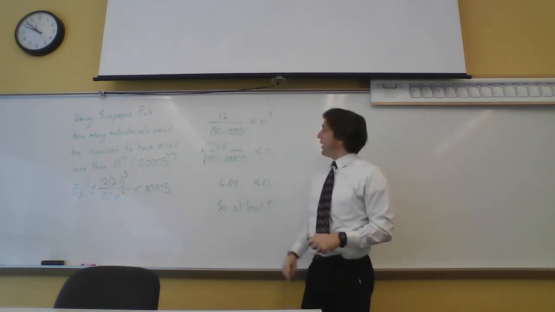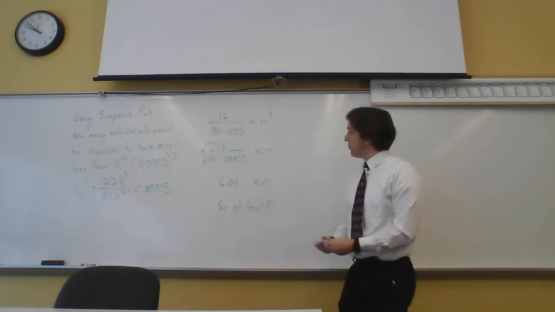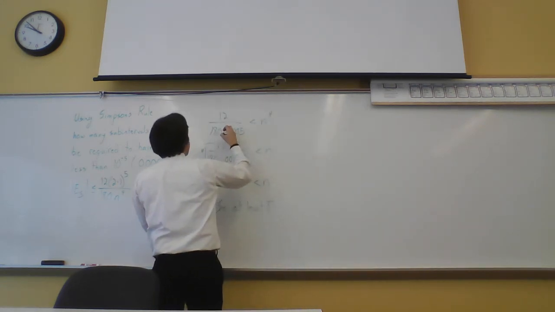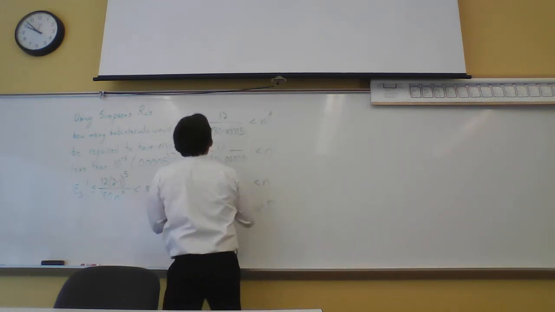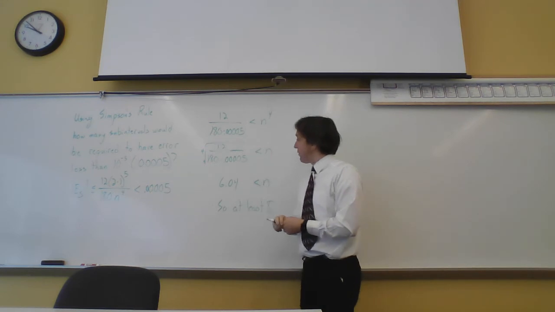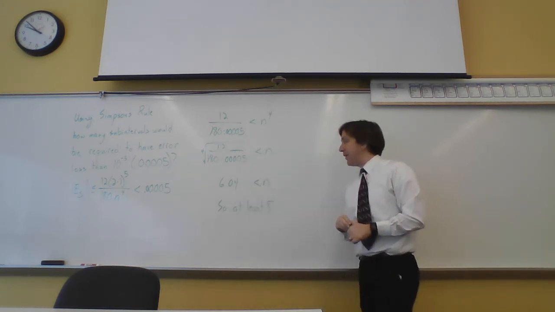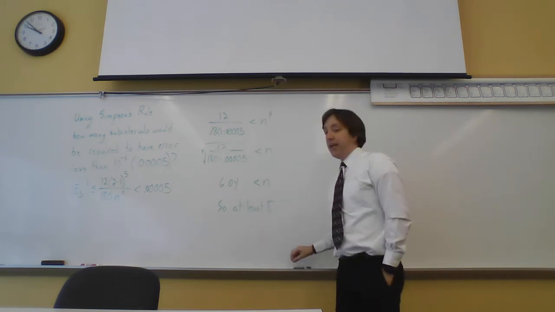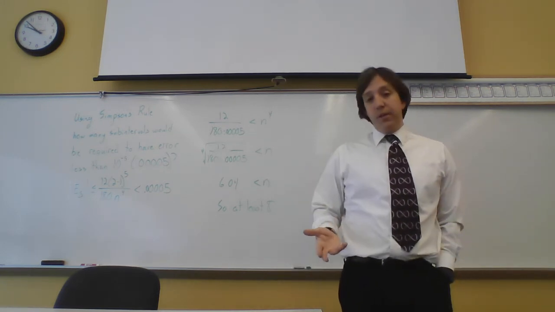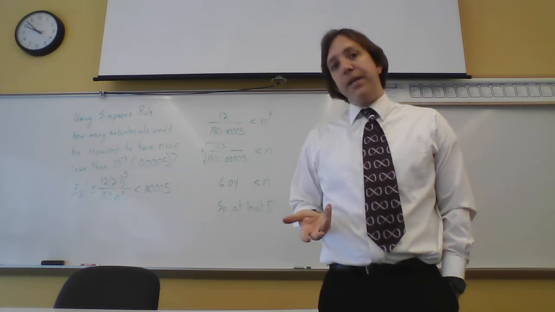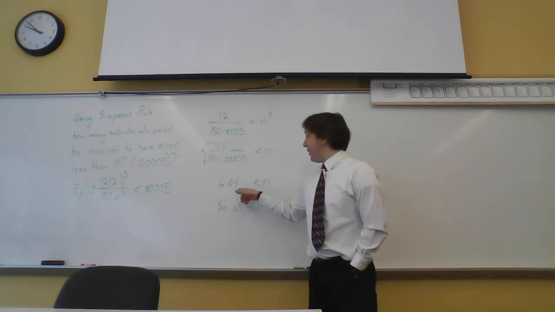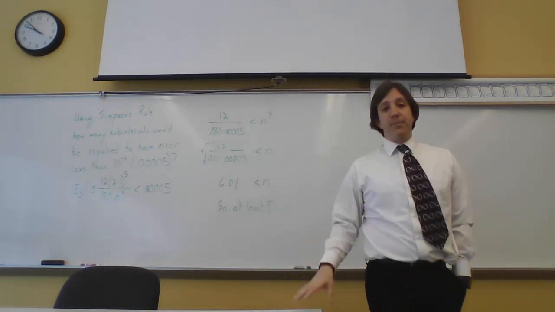So I have 12 over 180 times 0.00005. Be careful with the zeros. And then if I take its fourth root, I get that n needs to be bigger than 6.04. Now, since this is Simpson's rule, n has to be an even number, and it's got to be bigger than 6.04. So in this case, n has to be at least 8.